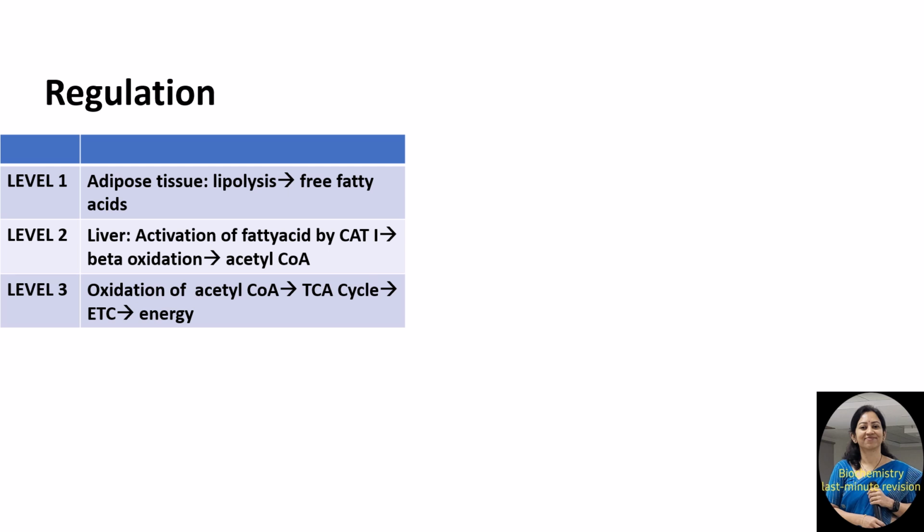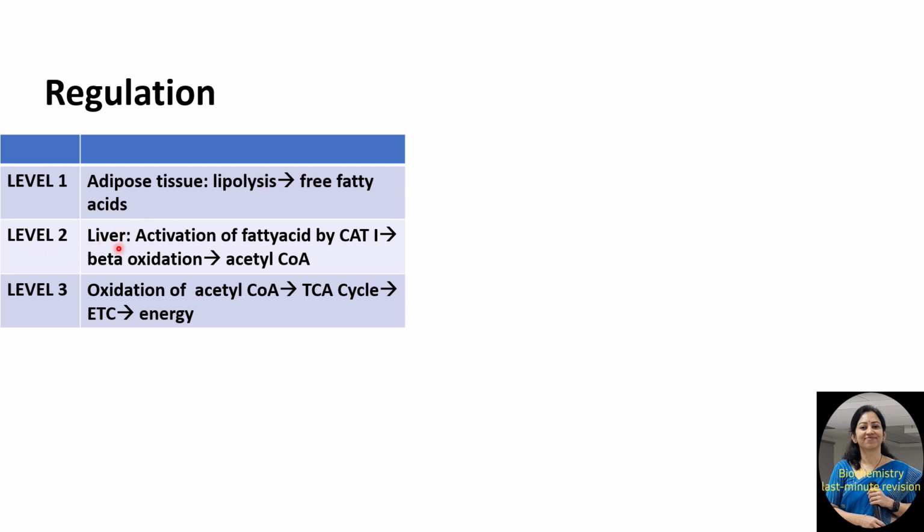Coming to regulation of ketogenesis and ketolysis, there are three levels of regulation. Level 1 is at the adipose tissue. The adipose tissue is the organ where the triglyceride is stored. Here lipolysis occurs whenever we are fasting and starving, releasing free fatty acids.